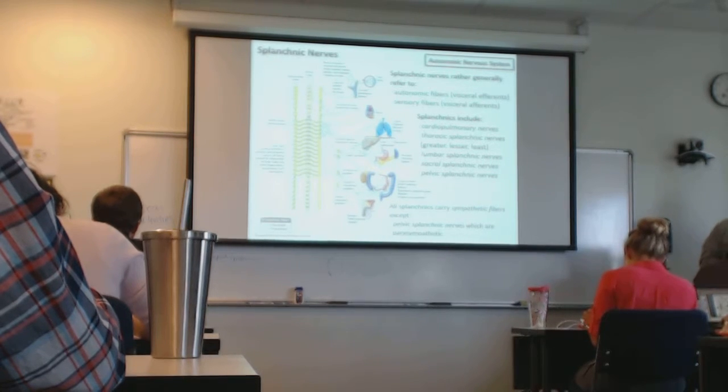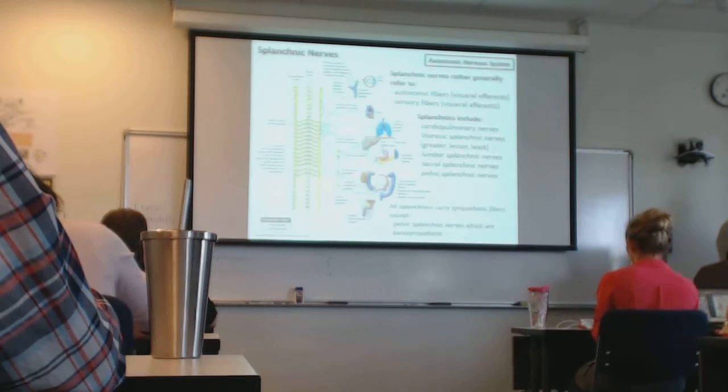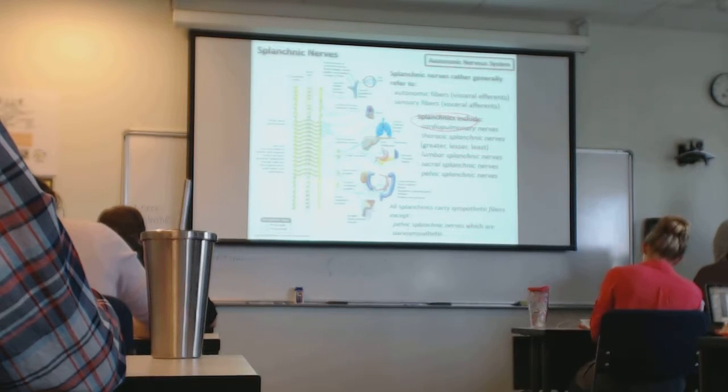We've made reference to the term splanchnic, so there are two major categories of splanchnic that we've talked about. There's the cardiopulmonary splanchnic, which is sort of a specialized one-off. Then you have the thoracic splanchnics, which are these in here. And then there are some other rather specialized splanchnics, and we'll talk about those.